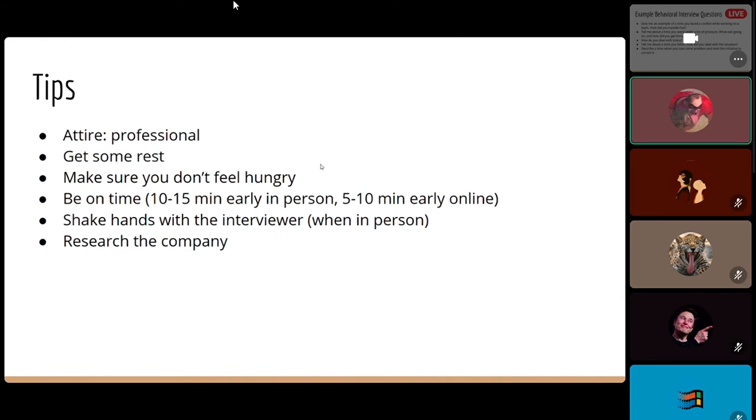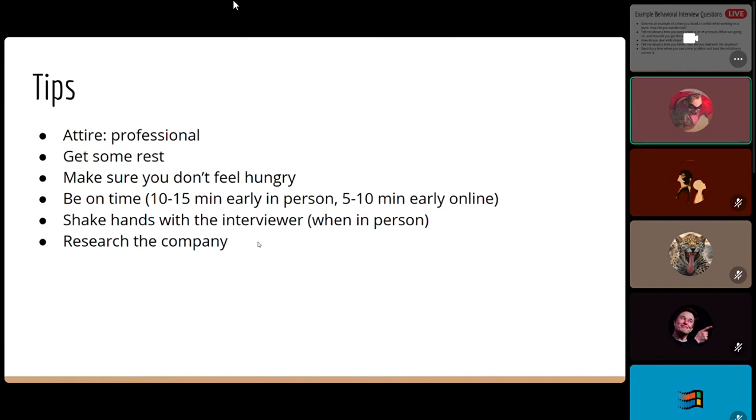Also, if this wasn't during COVID, just be on time, like 10 to 15 minutes early if it was in person, but around the same amount if it's online, if you need to set up something like WebEx or Zoom or whatnot. So just be on time there. You want to make a good first impression. And obviously, right now we're not really shaking hands, but just make sure you do that when it's in person.